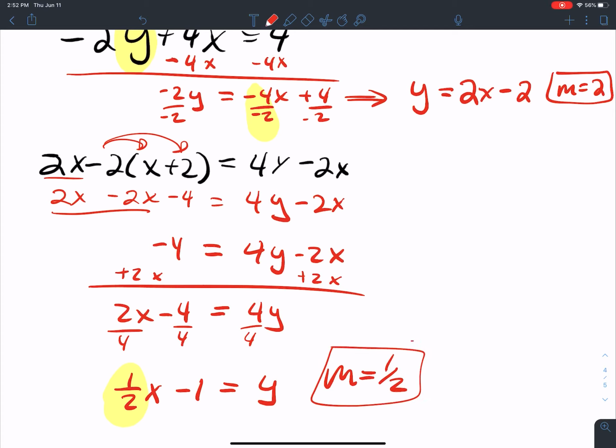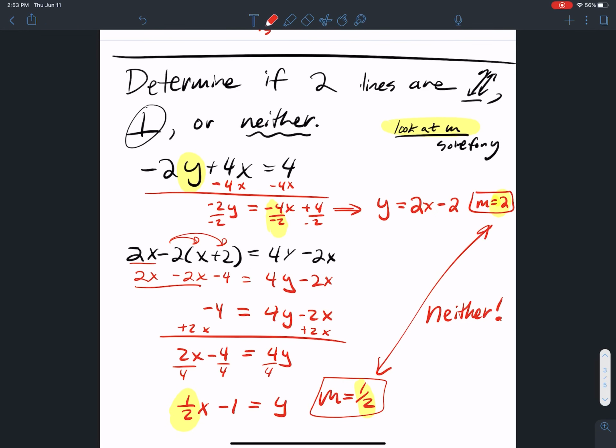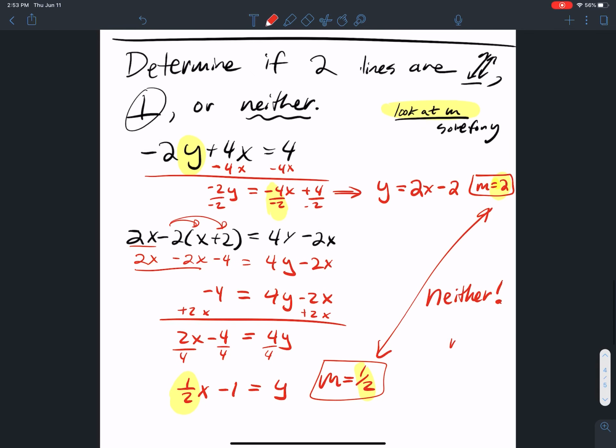Now, are these negative reciprocals of each other? They're reciprocals, but they're both positive numbers, okay? So they are not perpendicular. They are not parallel because they're not the same slope, so that would be neither. Okay, so that would be an example of neither. It's not parallel, it's not perpendicular. In order for it to be perpendicular, the slope would have needed to have been negative 1/2, okay? That would have been perpendicular. Had it been m equal to 2, that would have made it parallel. Okay? All right.